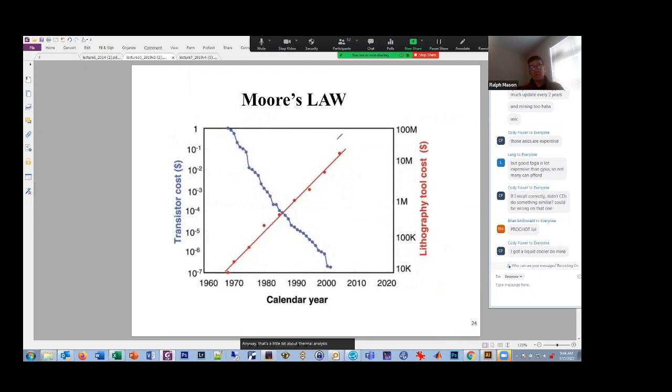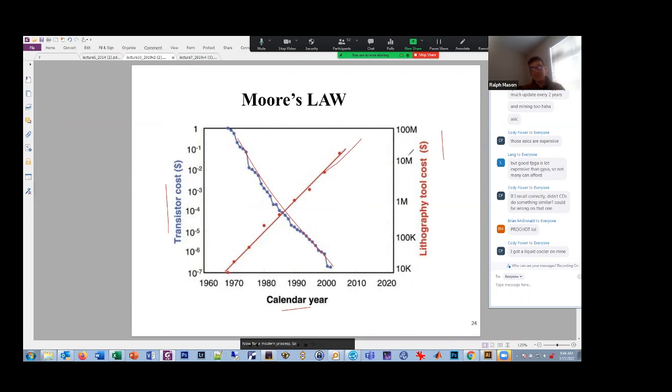We're running out of time. Moore's law, nothing new here other than on the right-hand side. Everybody looks at Moore's law and says, oh yeah, the years go by and the number of transistors on the chip goes up, that's this blue curve. Transistor cost went down, great. But the other thing is the lithography, how you make the masks, is going up. It's in the tens of millions of dollars now for a modern process.